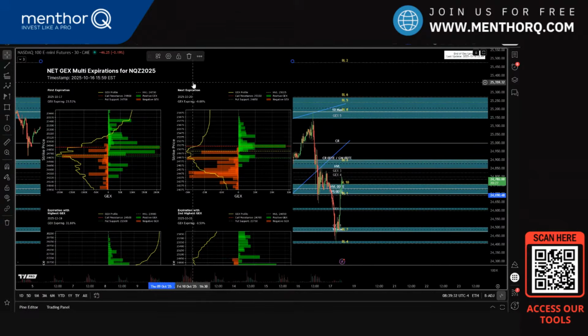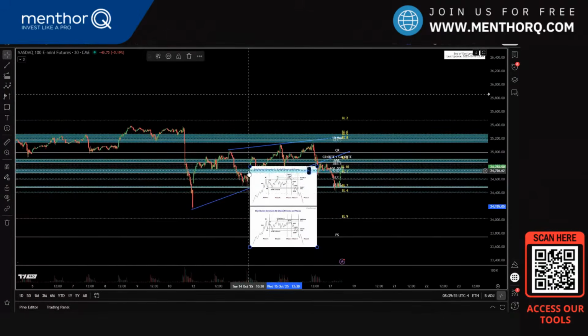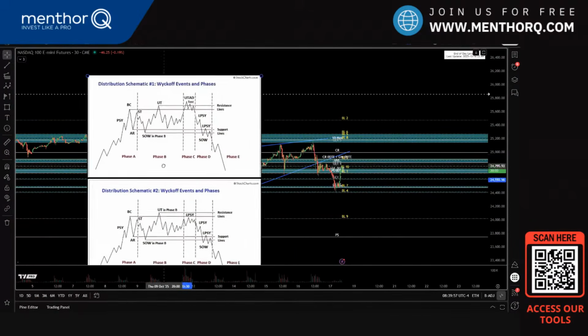Another expiration, so Monday. Take a look at what kind of different picture we have. Be careful today. As you can see, gamma exposure expiring today is 23.5% of all gamma on the market.